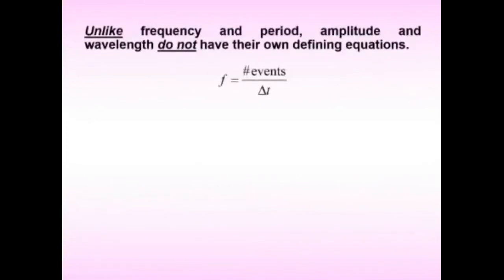Unlike frequency and period, amplitude and wavelength do not have their own dividing equation. There's not one that usually has lambda on the left side and everything else on the right side. You just need to know that those two have equations. The other two don't. That's okay.